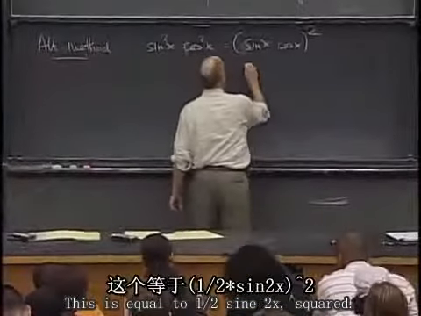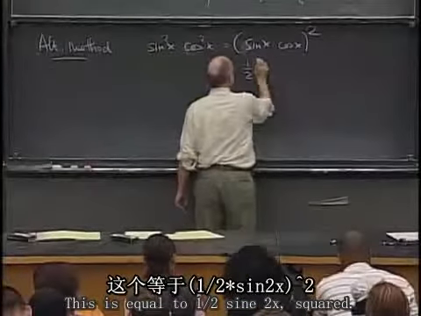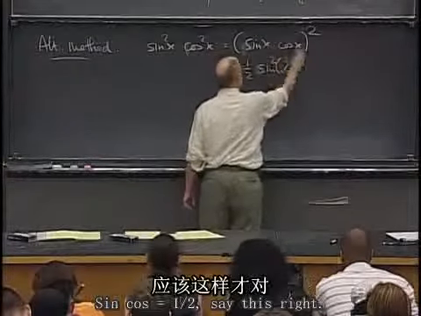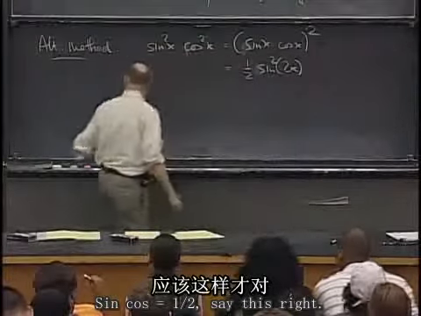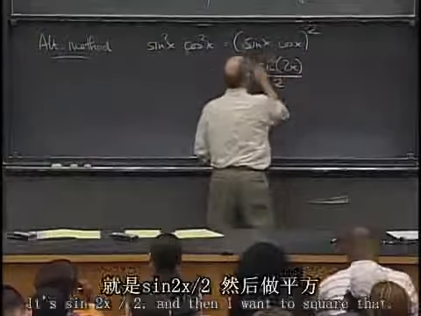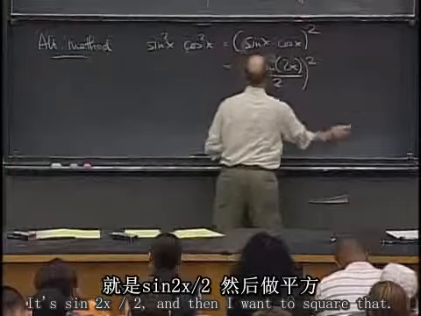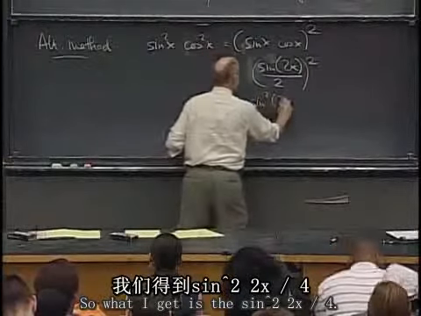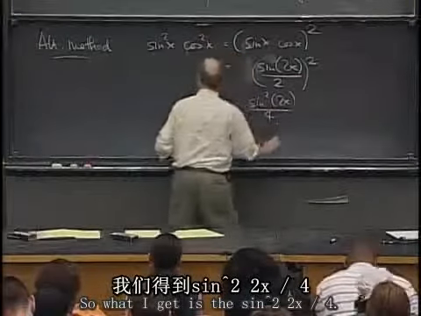This is equal to 1/2 sine of 2x, squared, right? Sine times cosine is a half, sine of 2x over 2, and then I want to square that. So what I get is the sine squared of 2x over 4.